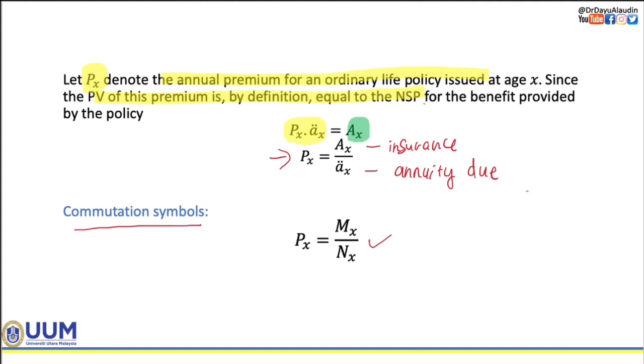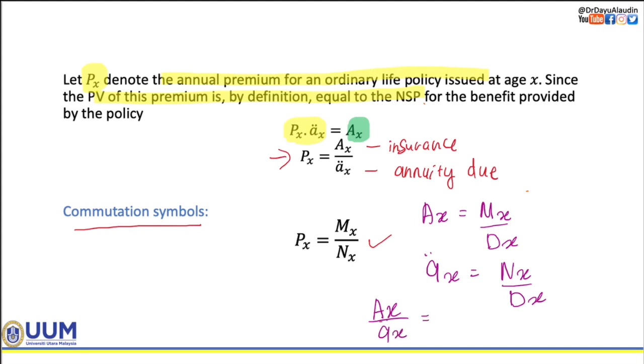So now we look at this. Ax, when we use the commutation function, is equal to Mx over Dx. Meanwhile, annuity due is equal to Nx over Dx. Therefore, Ax over annuity due is equal to Mx over Nx because we cancel out the Dx. That's why we get Px equal to Mx over Nx. This is for one payment of premium because we have the 1 at the back.